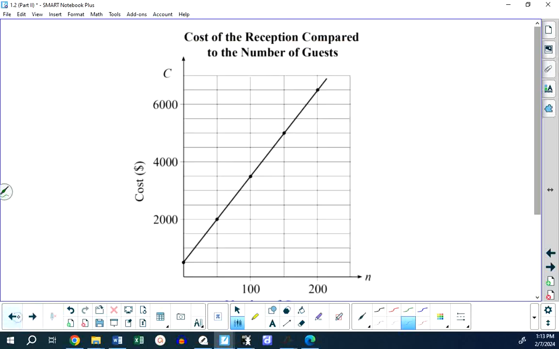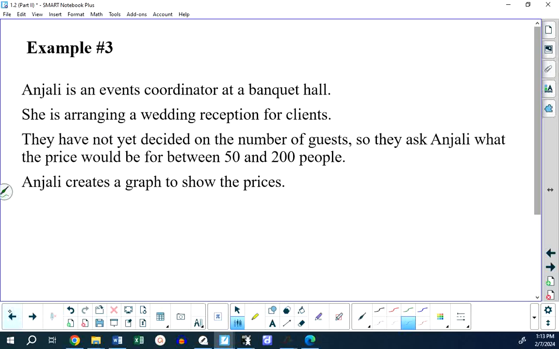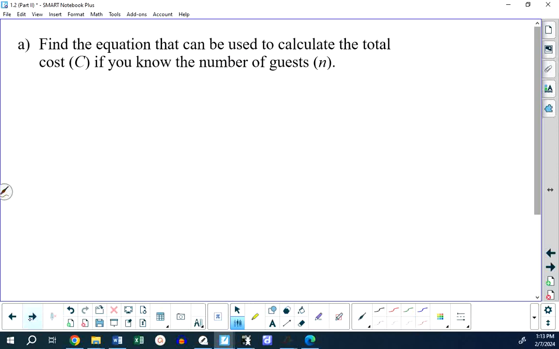Okay, wait a second. Cost is y. N is x. Is this linear? Look at the graph. Is it linear? Is it partial? Because it doesn't go through the origin. That means if it's linear and it's partial, then this is the equation. I'm not saying we're done. That's the equation of every partial linear relation in the universe.